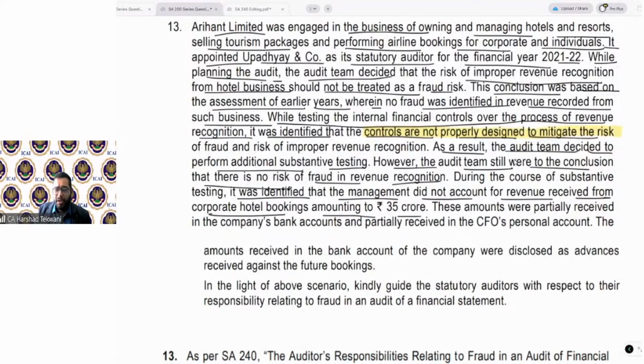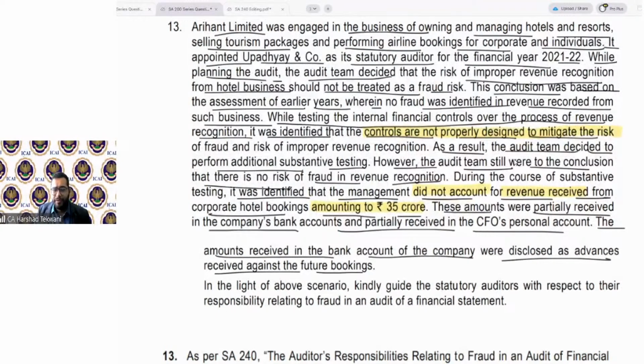So revenue was not recorded or accounted, amounting to 35 crore. It was partially received in the company's bank account and partially received in the CFO's personal account. The amount received in the bank account of the company was disclosed as advance received against future bookings. In the light of the above scenario, kindly guide the statutory auditors with respect to the responsibility relating to fraud in a financial statement.